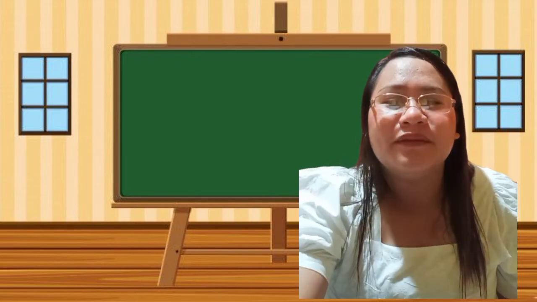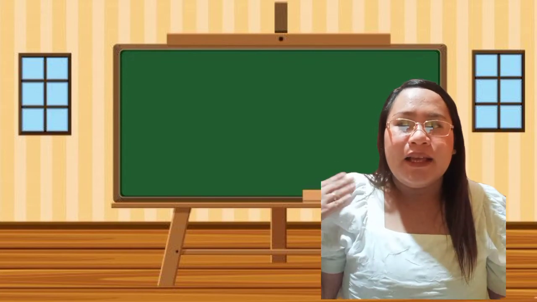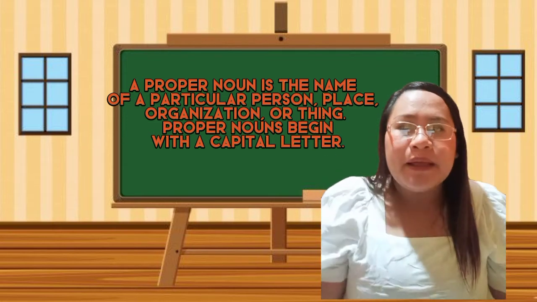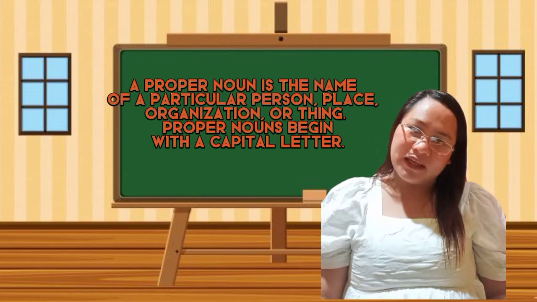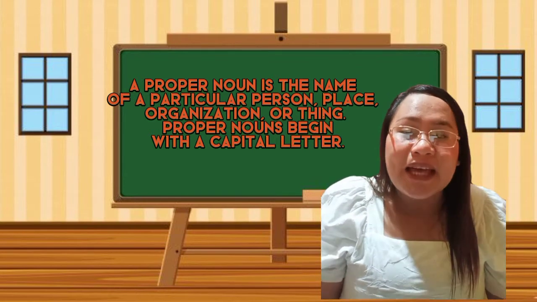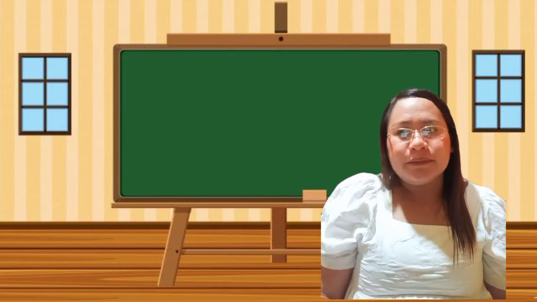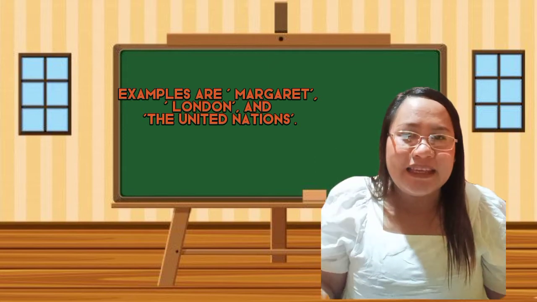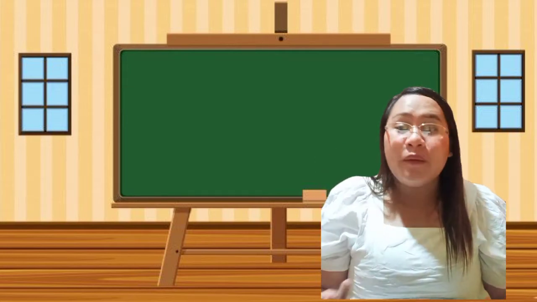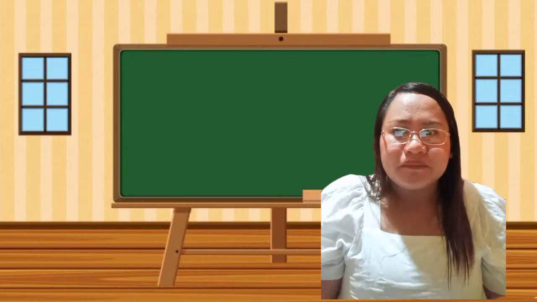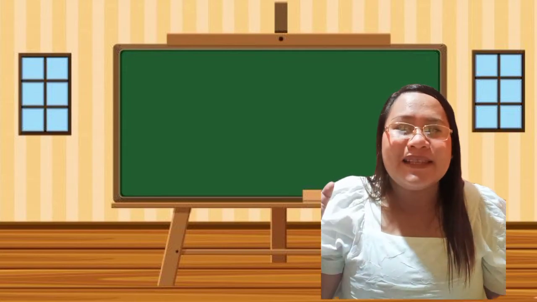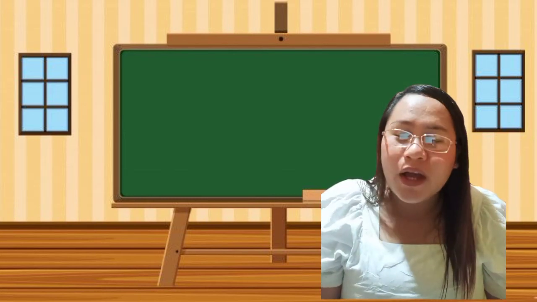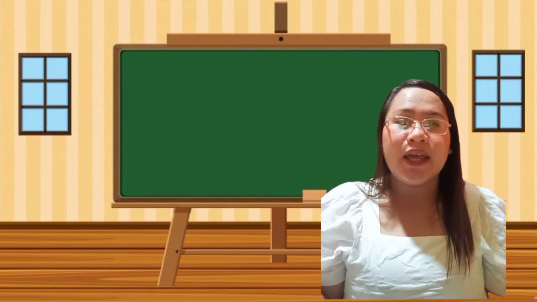Okay, very good. Second one is proper nouns. A proper noun is the name of a particular person, place, organization, or thing. Proper noun begins with a capital letter. Examples are Margaret, London, and the United Nations. Compare common nouns. Common nouns are not capitalized. Kaya nakuha ba kung ano ang pagkakaiba ng proper noun and common noun?